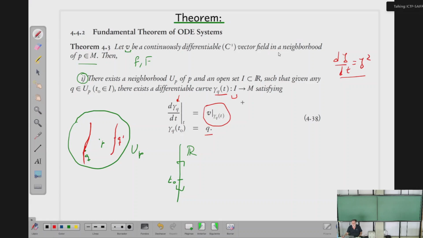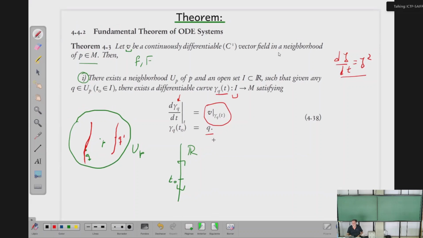So the existence interval is the same for all the points. Wherever I take the point here, at least I know that I have a solution in this interval. It's the same for every point here. So there we have existence.